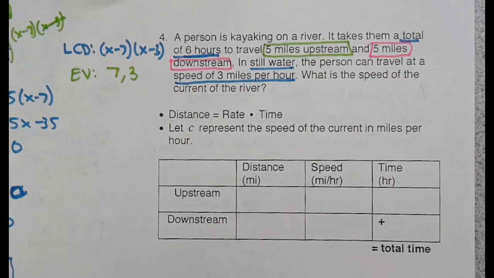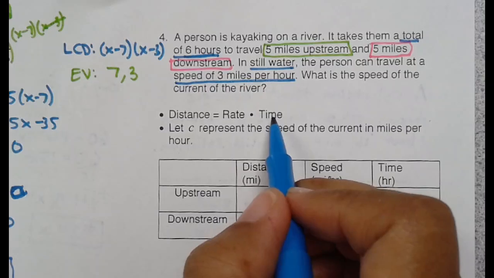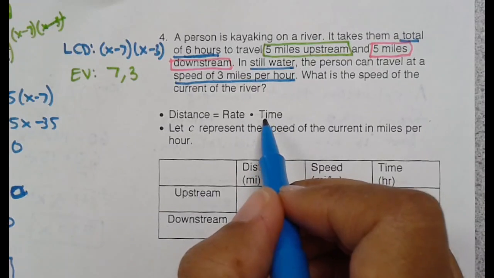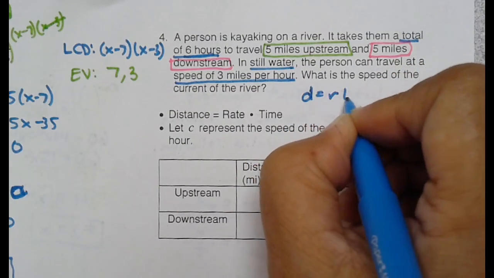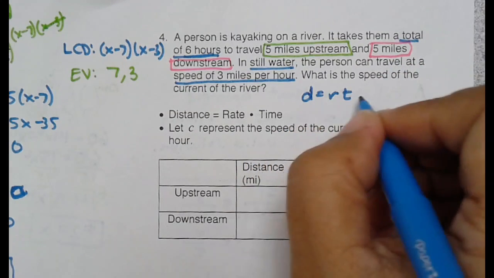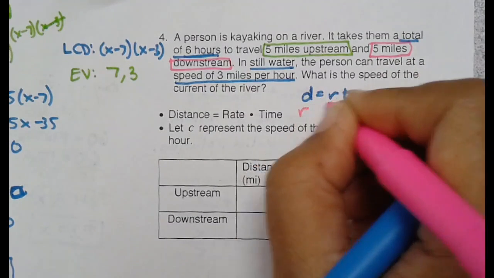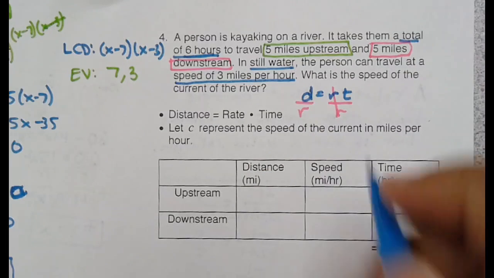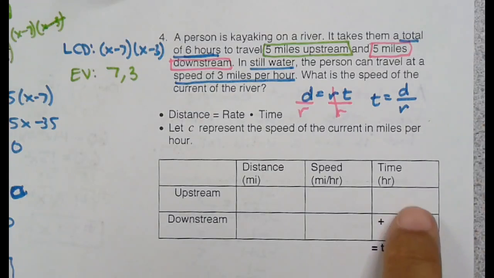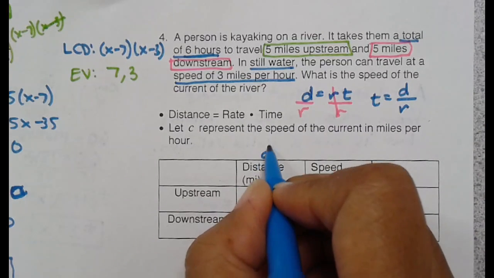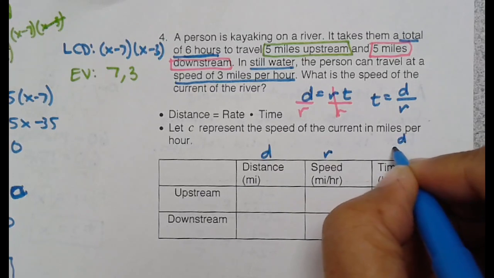In order to do this problem, you actually have to know that distance equals rate times time. We're actually going to solve this equation for time. So I'm going to write this here. D equals RT, rate times time. To solve this equation for t and to get t by itself, I would have to divide both sides by r. So really, time is distance divided by rate. That's what I'm going to use here. This is my distance, this is my rate, and to get my time, it's basically the distance over the rate.